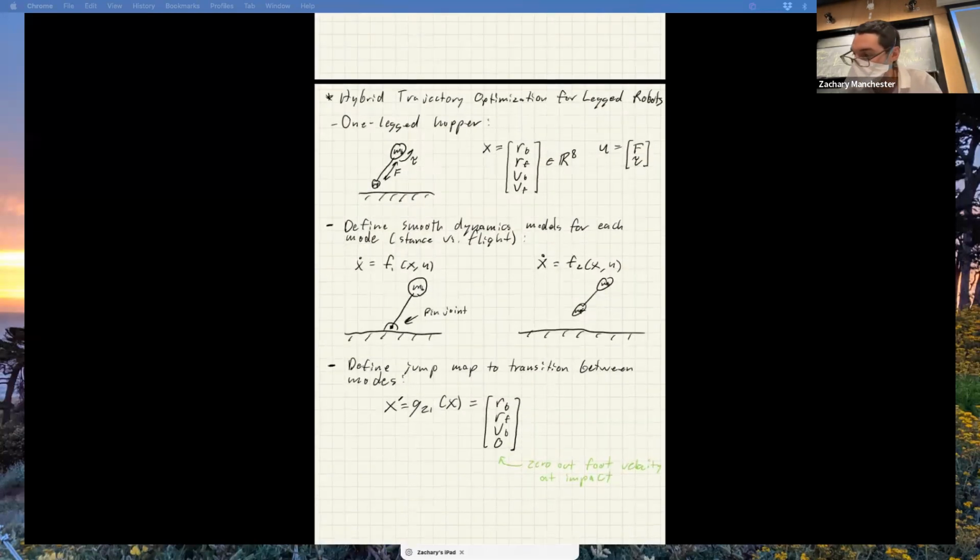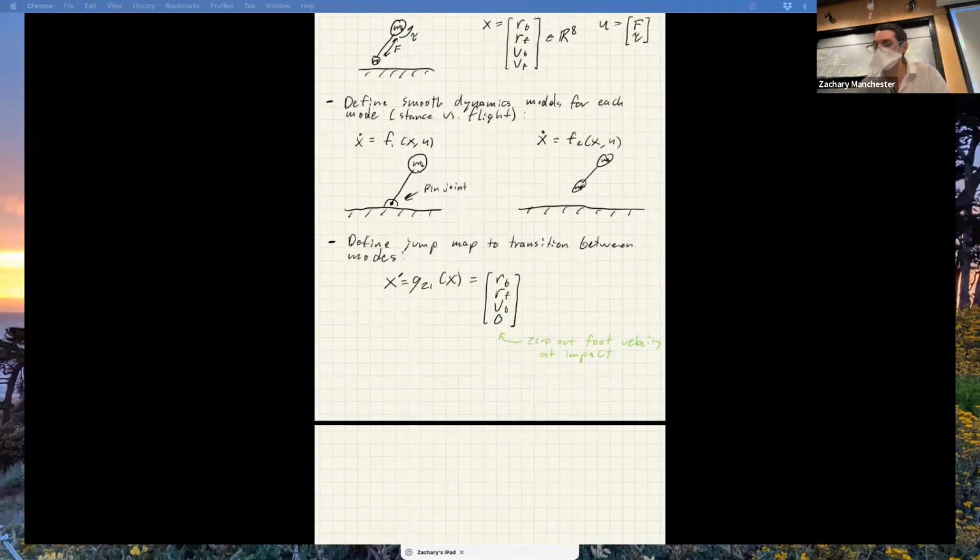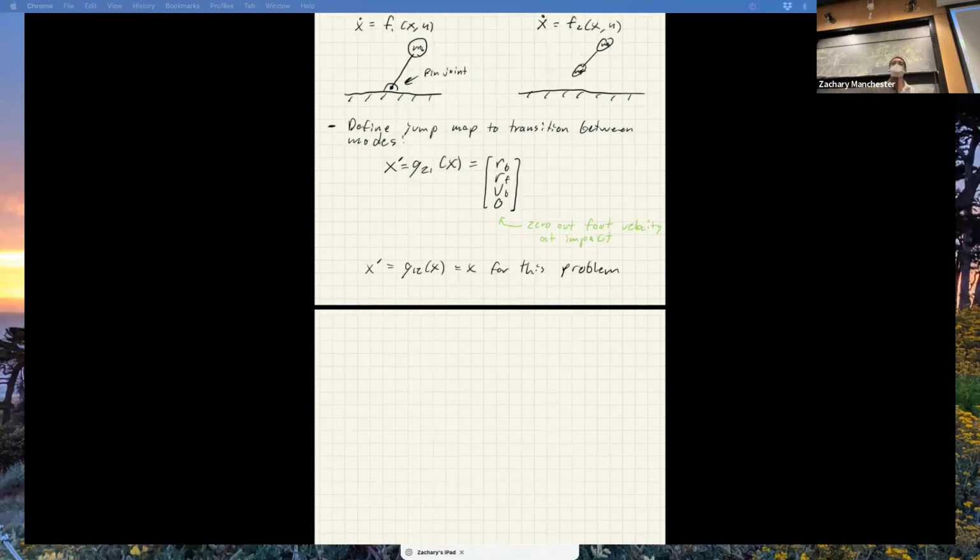Okay, and then the reason we don't need another one is that the liftoff transition going the other way is just the identity. So when you lift off, there's no discontinuous stuff. So that's easy. And the game here is actually really simple once you have all this machinery.